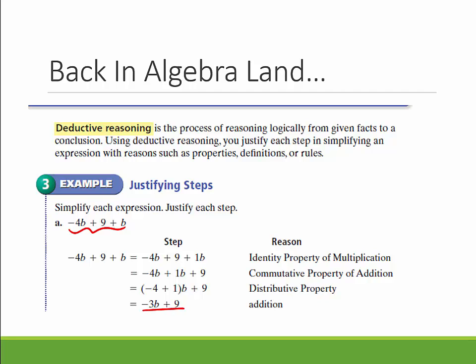Now there's reasons behind why we can do what we do. So instead of just writing b, we could write it as 1b, and that's the identity property of multiplication. We can switch around the order so that the b's go together. That's the commutative property of addition. We can use the distributive property and combine our like terms there. And then we can just add negative 4 and 1 to get negative 3b plus 9. So you do all these steps without thinking twice about why. Today's job, we're going to give reasons for everyone.